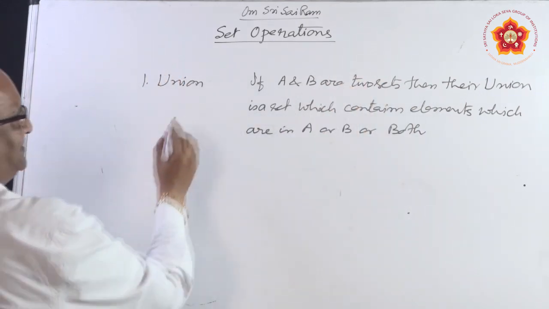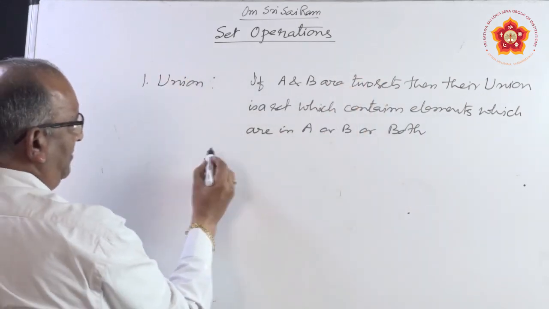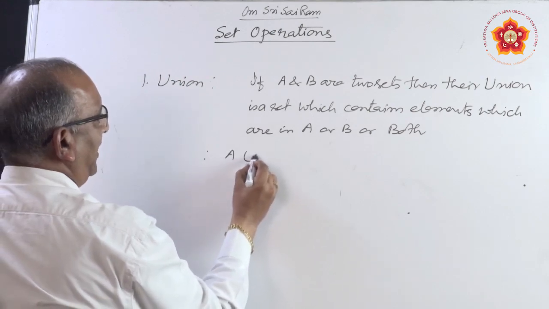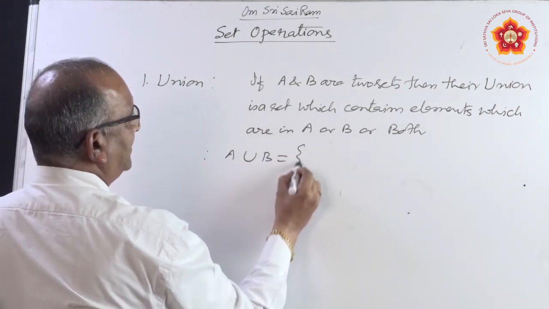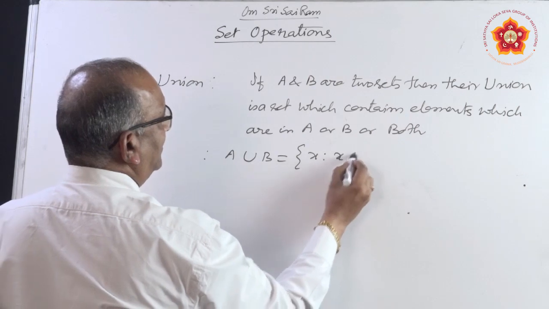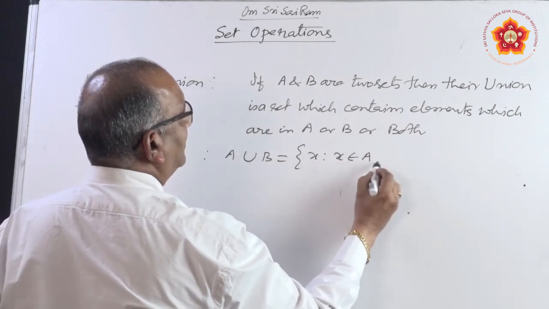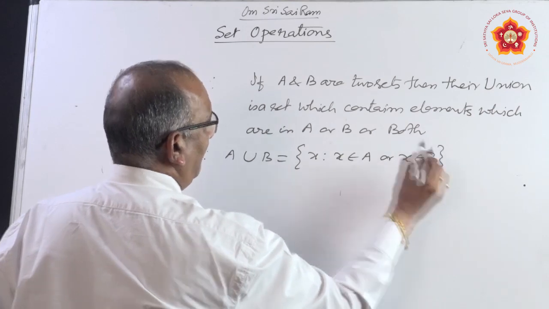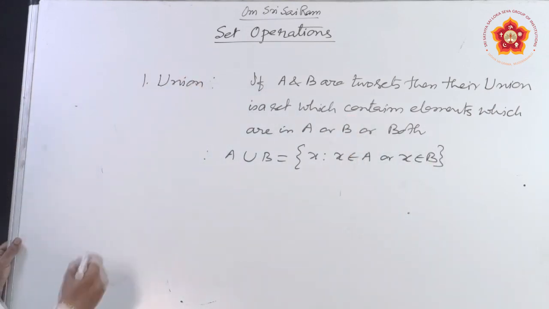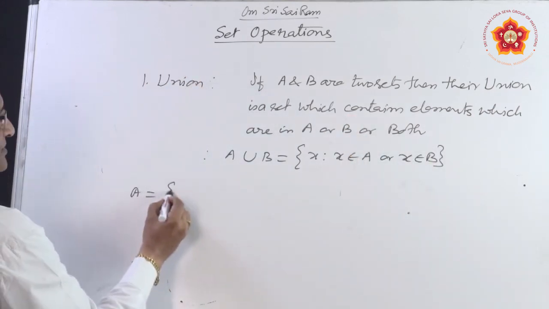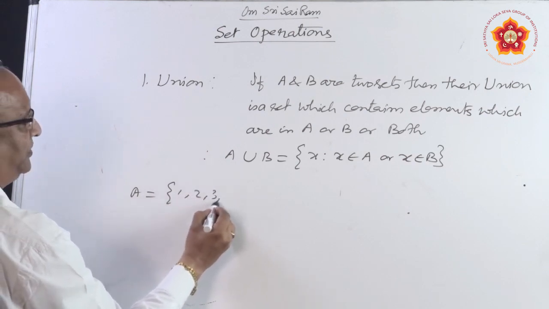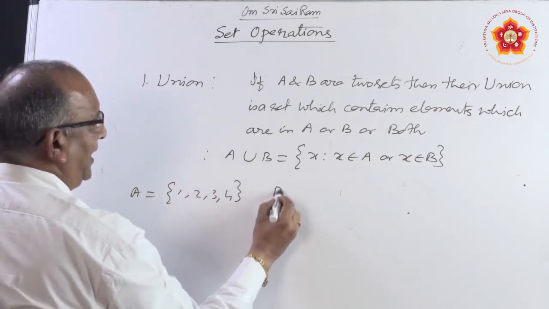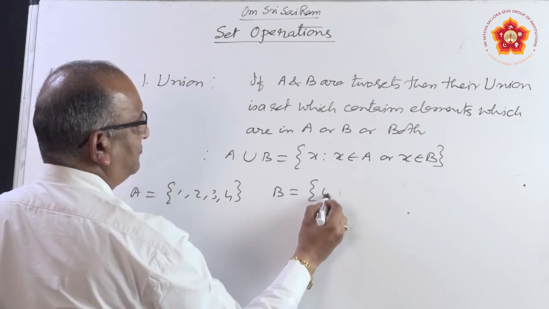If you want to write the same definition in set builder form, it can be written as A union B is equal to the set of X such that X belongs to A or X belongs to B. Take a simple example to understand. Let us say A has elements 1, 2, 3, 4 and B has elements, let us say 4, 5, 6.